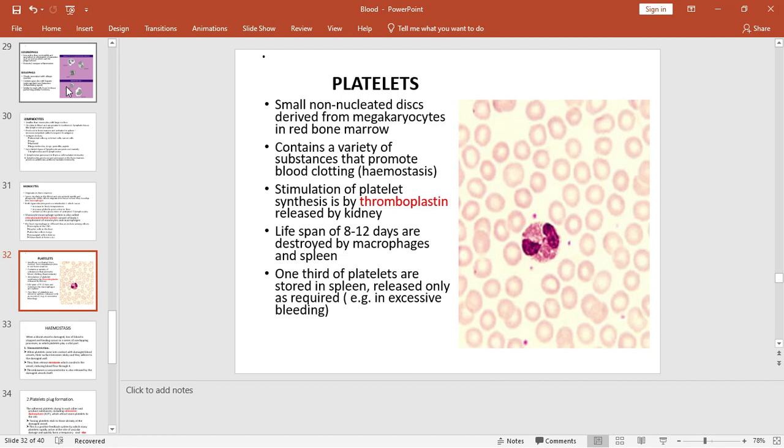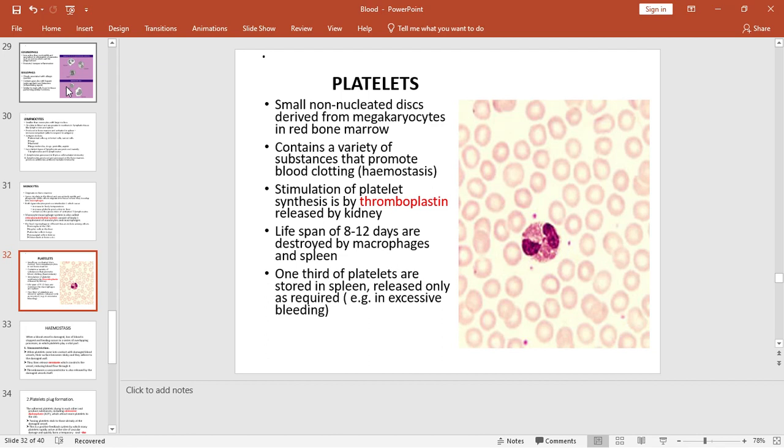Production of the platelets is stimulated by a chemical known as thromboplastin, which is produced by the kidney. The lifespan of a platelet is between 8 to 12 days.